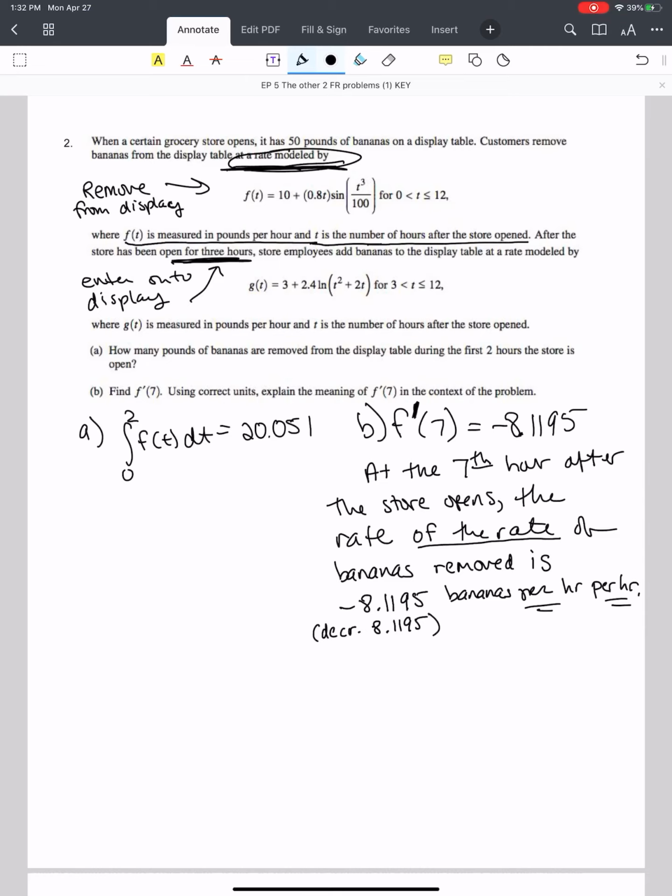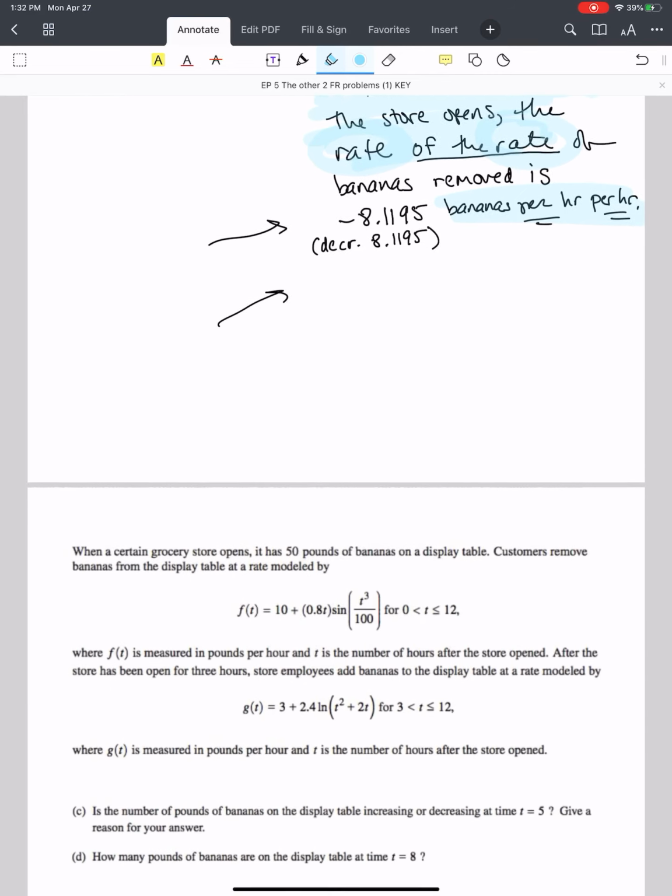That was it, and that is where people lose the points. So please make sure you have this: the rate of the rate, and bananas per hour squared. Okay? So next part.